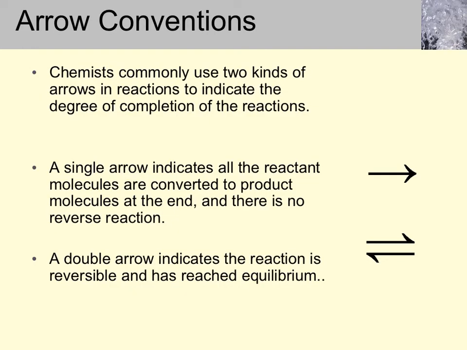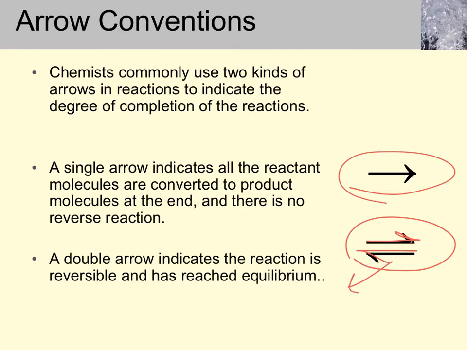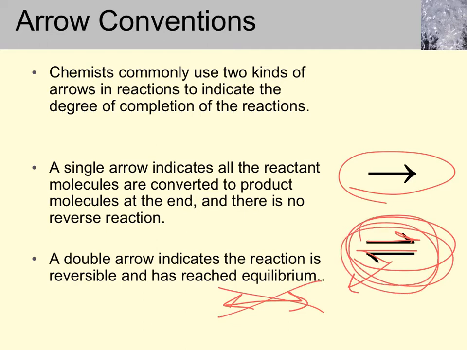And just a quick reminder, you're used to seeing this single arrow for just a standard chemical reaction. When we talk about equilibrium, you'll often see this double arrow, and that simply means that you have a reversible reaction. This is not to be confused with a single arrow with double heads, okay? That's used for resonance structures. So here's the proper symbol for equilibrium.